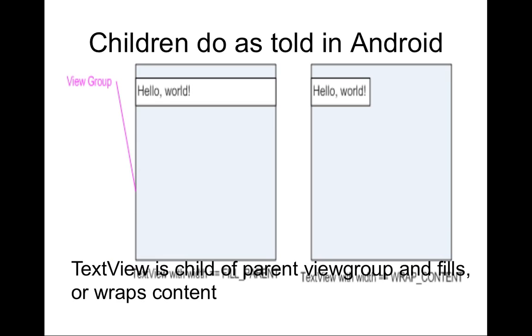Yes, they do. They're part of a View group. So text view is a child of the parent View group, and it'll fill or wrap content in terms of the parent. We learned this. We saw this in a ton of examples. This is the thing in terms of the View group.